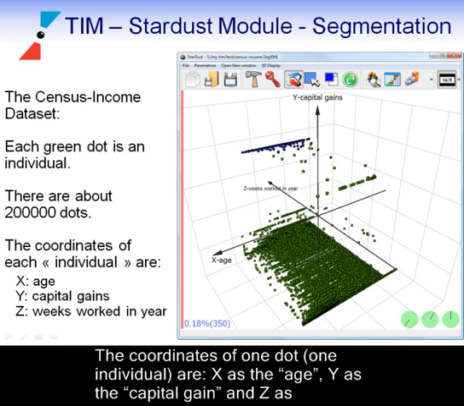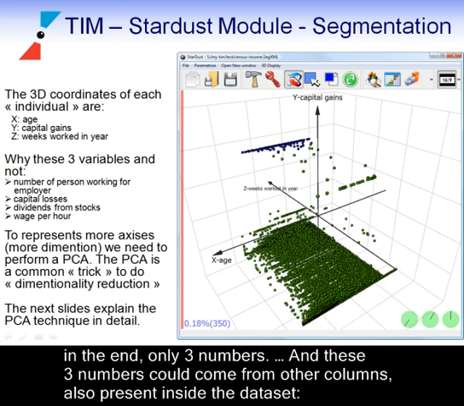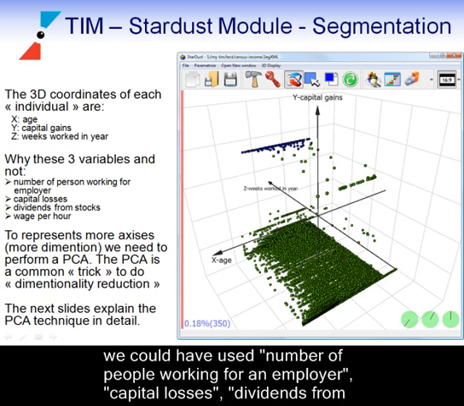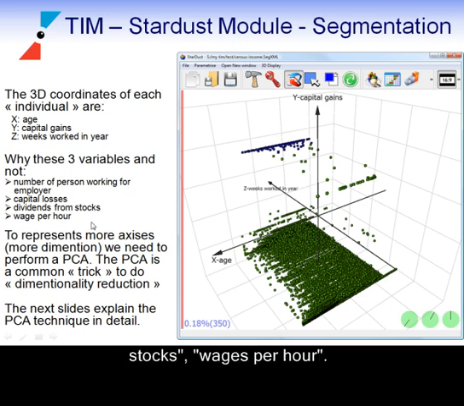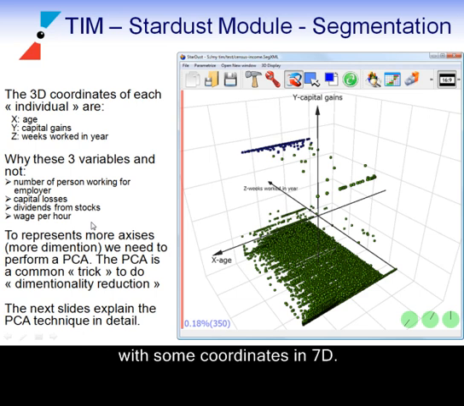Each dot on the screen is an individual. The coordinates of one dot, one individual, are x as the age, y as the capital gain, and z as weeks worked in year. We could have used other information about the individuals to obtain a 3D coordinate, because the 3D coordinate is, in the end, only three numbers, and these three numbers could come from any other column present inside the dataset. We could have used number of people working for an employer, capital losses, dividends from stocks, wages per hour. There are 7 numerical variables for each individual inside our dataset, so we could represent an individual by a point with some coordinates in 7 dimension.